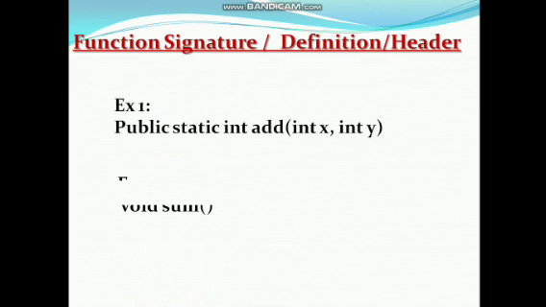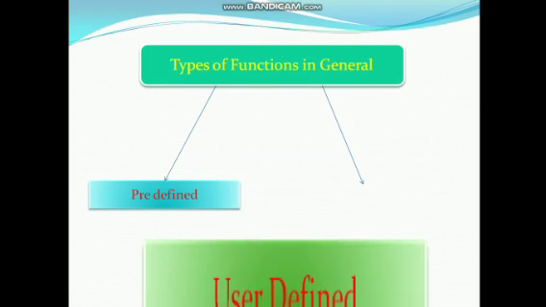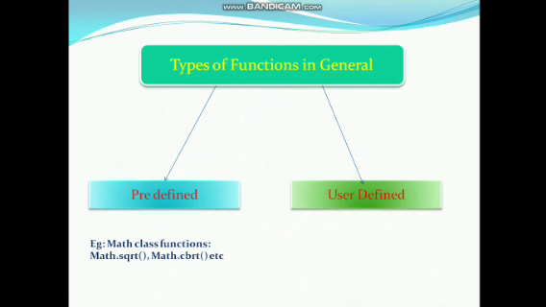Next, we discussed about function signature or definition or a header. Function signature or definition or a header was the heading of the function without the block of the function. Examples were public static int add, int x, int y, void sum, etc. Next, we saw functions are divided into two in general, and they are predefined and user defined. An example for predefined are the functions which are in the Math class, and user defined are the methods or functions we define in the program for our needs.